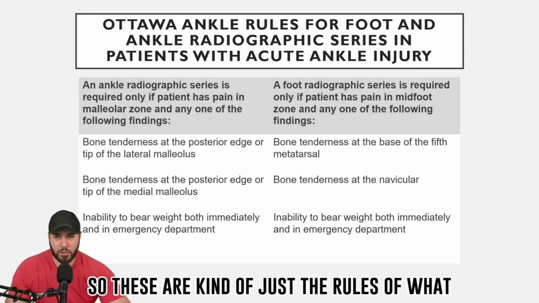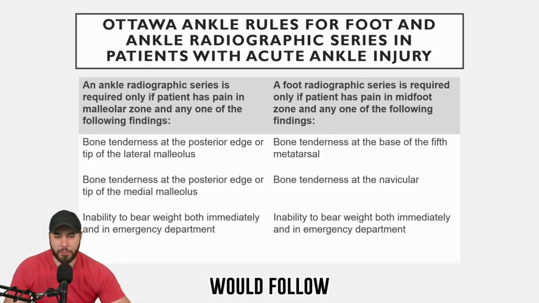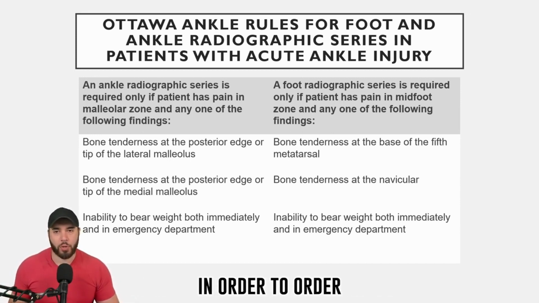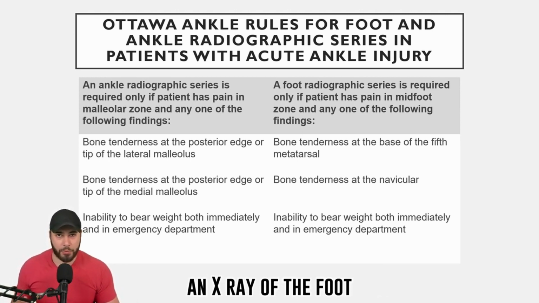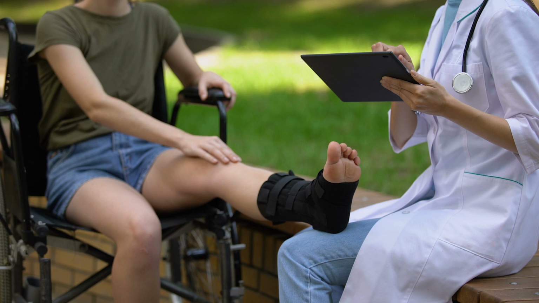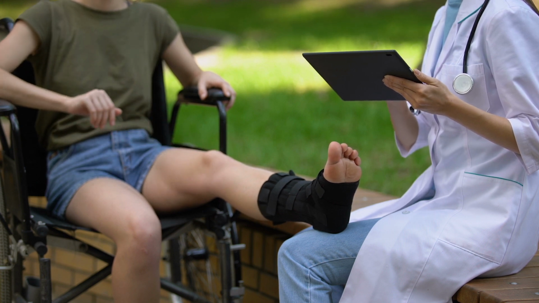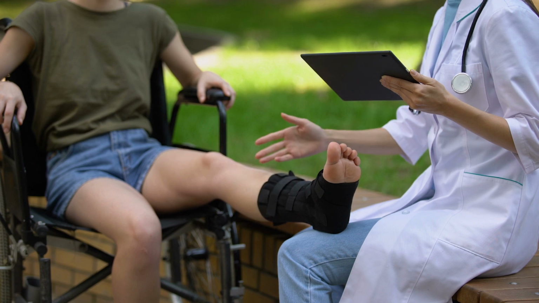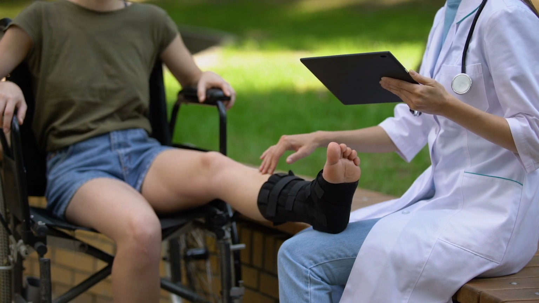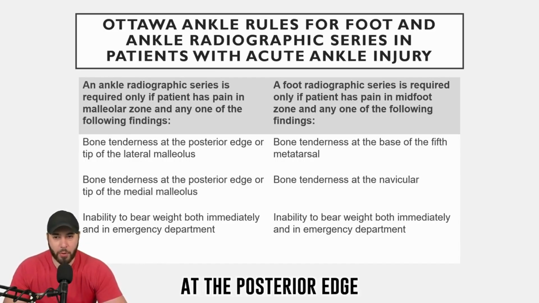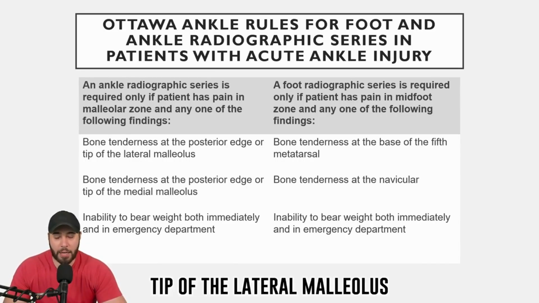So these are just the rules of what would need to happen in order to order an x-ray of the foot when talking about an ankle injury, specifically an ankle sprain. An ankle radiographic series is required only if the patient has pain in the malleolar zone and any of the following findings. So that would be bone tenderness at the posterior edge, tip of the lateral malleolus.